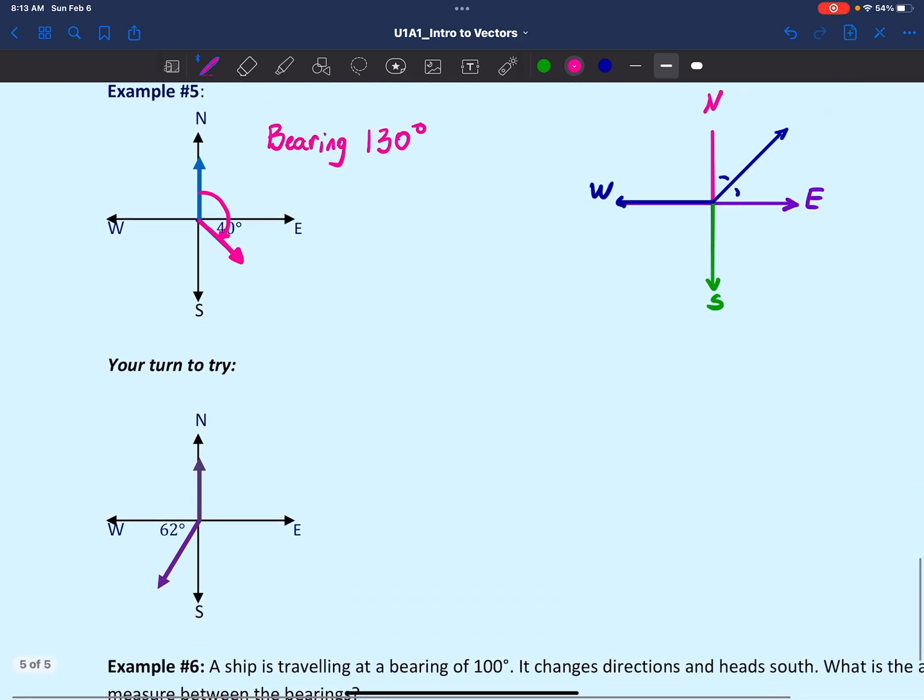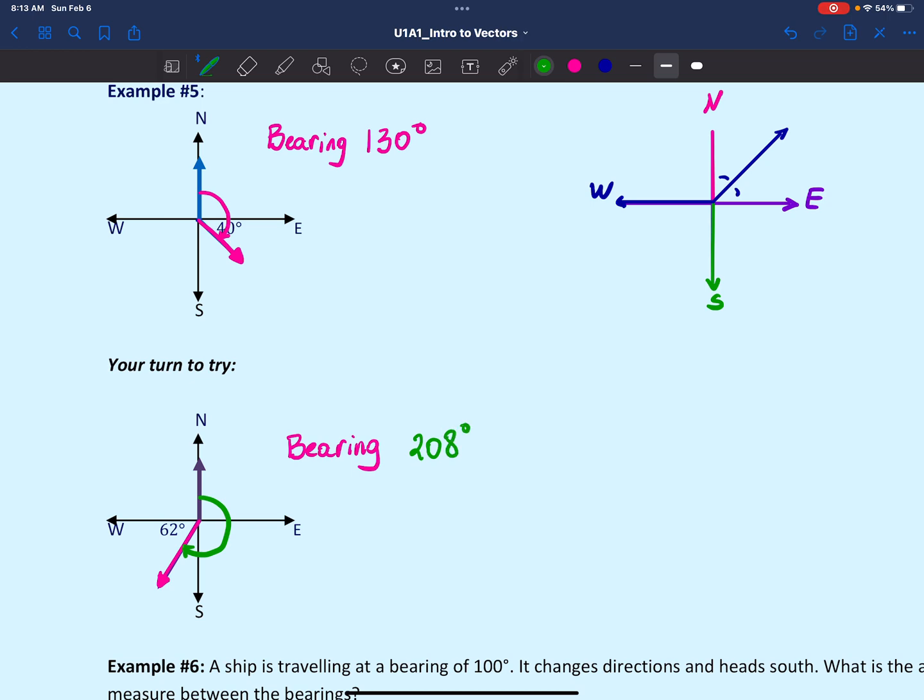Now, in the next example, we have the vector going in this direction. So in this case, we're going to say that the bearing is, again, you read it from the north line, move clockwise. So as you can see in here, we have 90 degrees here, another 90 in here, 90 plus 90, 180. And then we have this little angle here, which is whatever is left over from 90, take away 62. So that's like 28 degrees. So this will make the bearing equal to 180 plus 28, which is 208 degrees.